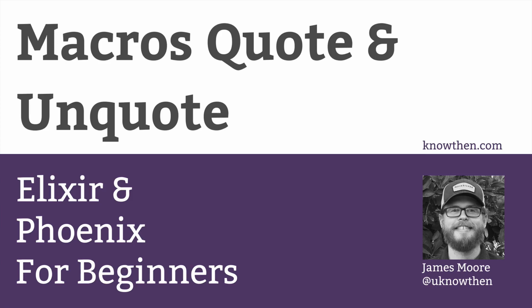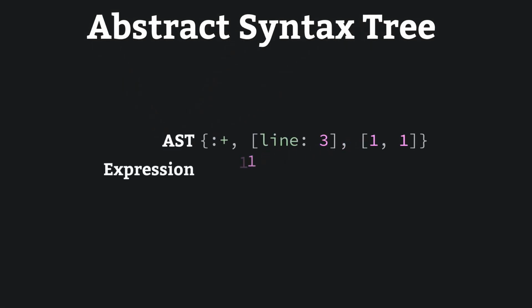In the last video, you saw a simple example of an abstract syntax tree, or AST, for the expression 1 plus 1. But most ASTs aren't this simple. For example, here's a slightly more complicated expression, 1 plus 1 times 2. And here's the AST for this expression.